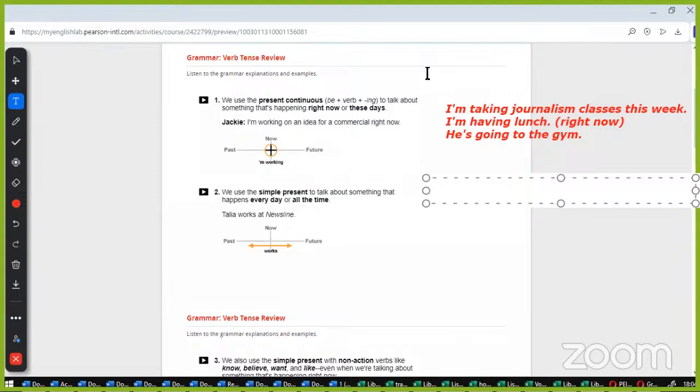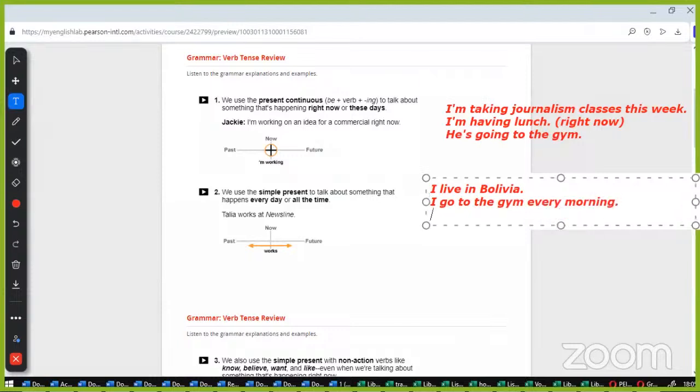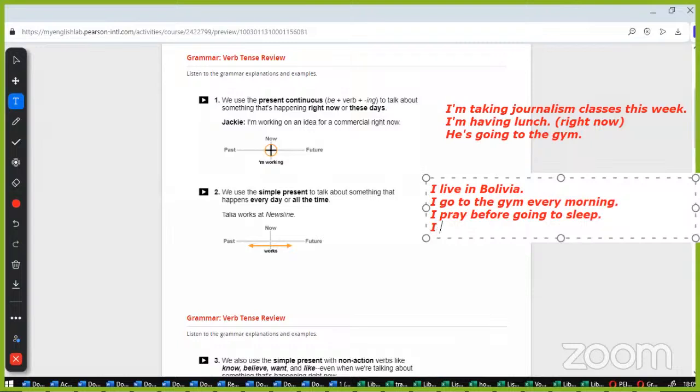like a routine. I live in, let's say, Bolivia. That's something that is all the time, right? Or I go to the gym every morning, or I pray before going to sleep, or I run a mile at 6 a.m. So this is for routines, things that are happening every day or all the time. I don't know if there's any question maybe with number 1 or number 2.